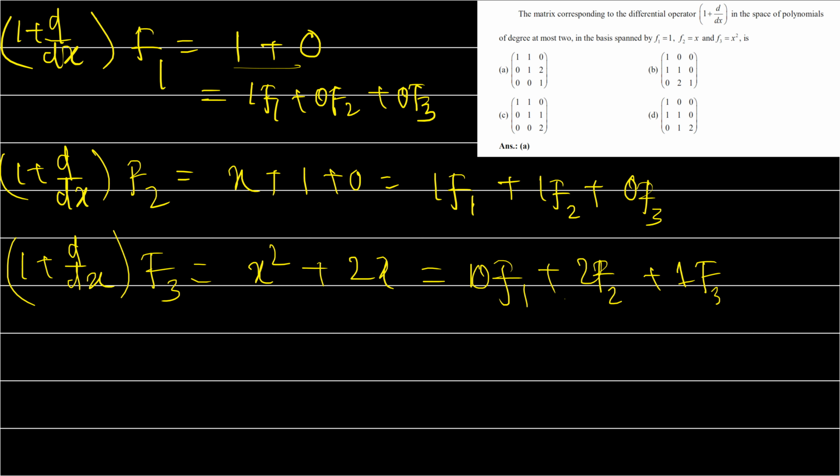So to know the form, we need to write in this form, and the matrix will be, as I said, on f1, on f2, on f3. What 1 plus d by dx, the operator, does with f1 will be 1 0 0. With f2, 1 1 0, and f3, 0 2. So this will be the matrix after the operation on f1, f2 and f3, and the answer is A.